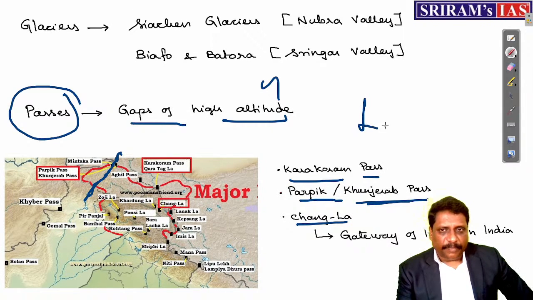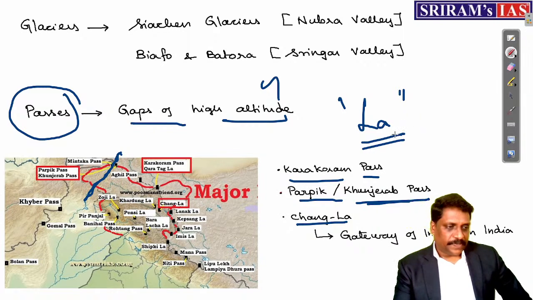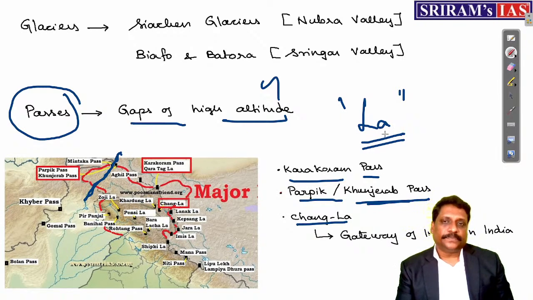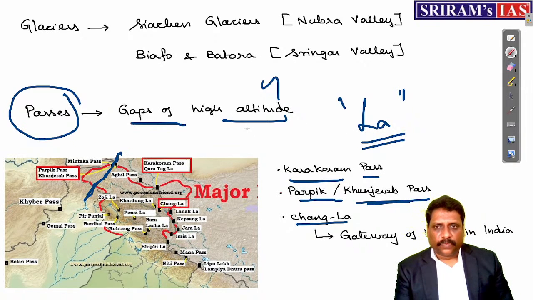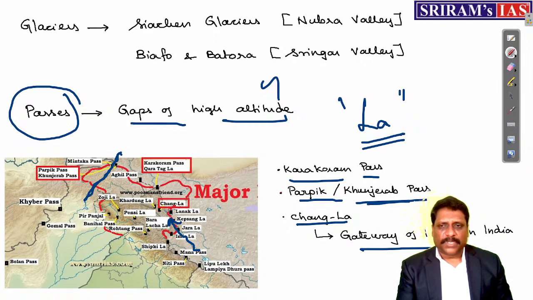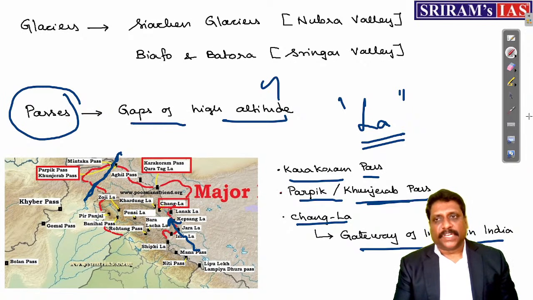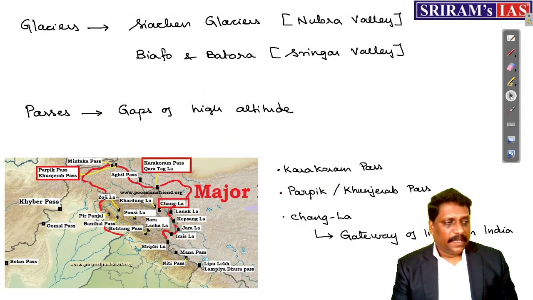Then we do have Changla. See, La itself means pass. So separately, don't call it Changla Pass. Simply call it what? Changla. In that way, why is Changla very important? Because Changla is that place where the Indus River actually enters India. That's the reason Changla is sometimes called the Gateway of Indus in India. Okay? Right, my dear friends.